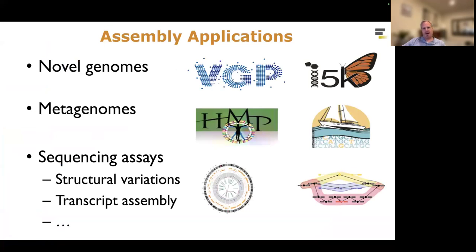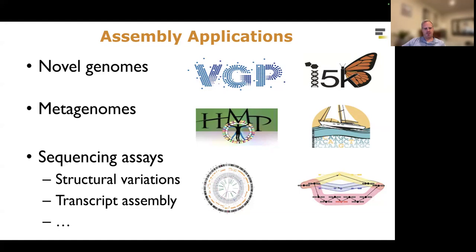Now, there are many different applications of genome assembly in the world today. A premier one is the so-called Vertebrate Genomes Project, which aims to assemble a representative animal from every vertebrate species on the planet. There are more than 70,000 vertebrate species, so obviously this is a wildly ambitious project to develop reference genomes for all those different species.